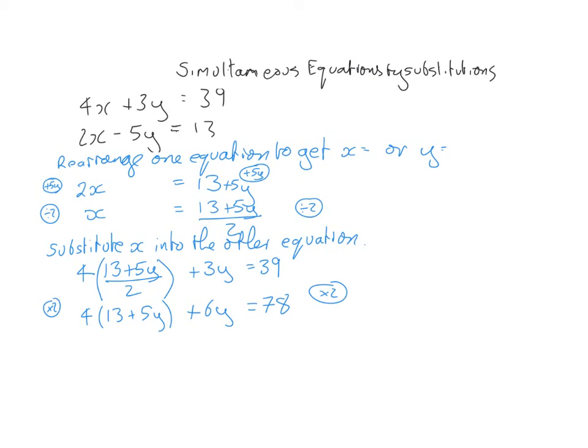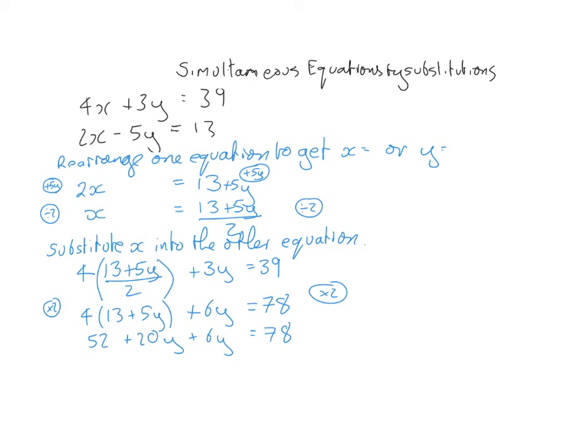So this becomes 4 times 13, which is 52. Why did you times that by 4, not by 2? Plus 26y. Plus 20y. I'll do it in 2 stages. I'm going to put it at the same time as the other one. So 52 plus 20y plus 6y.